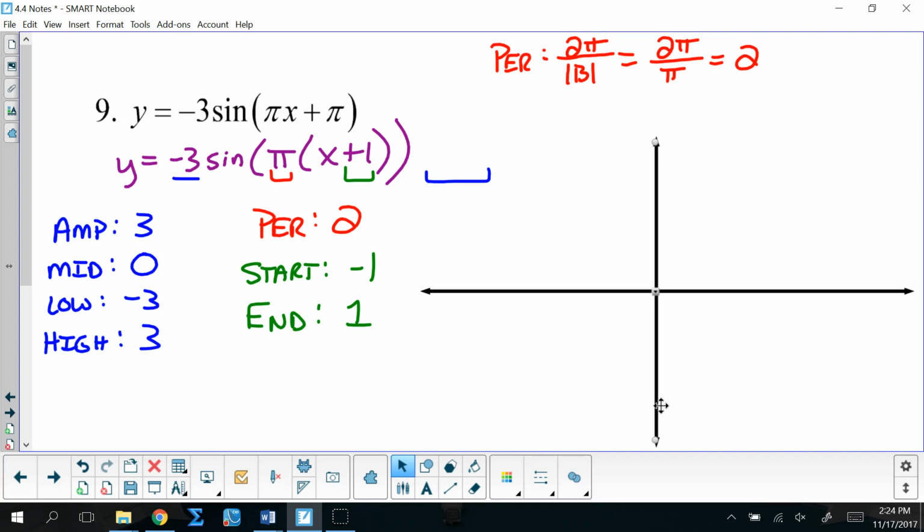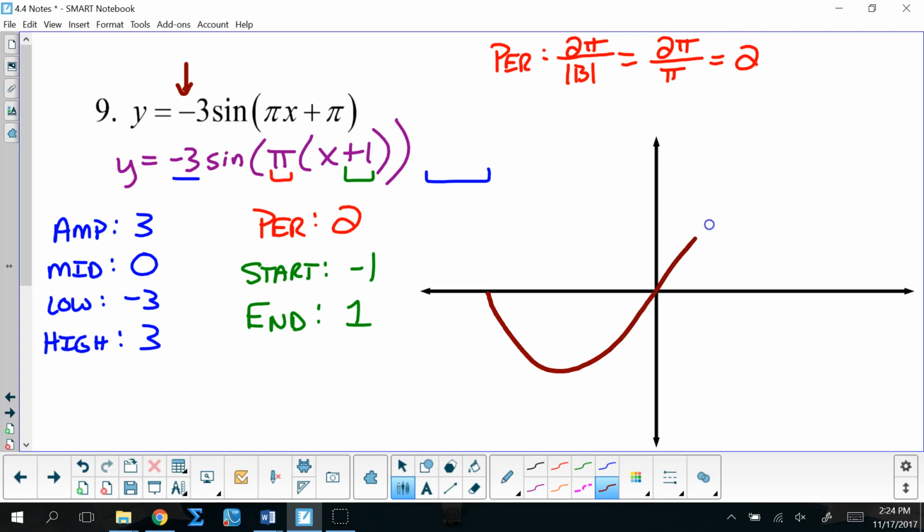Sine starts in the middle, then it goes up to the high point, back to the middle, down to the low point, back to the middle. But because of the fact that I have a negative A value there, it's a reflection, so it's actually going to start in the middle, go down, back to the middle, up, and back down. Now you can fill in your values, or if you started with your values and then put your curve on again, those can be done in either order.